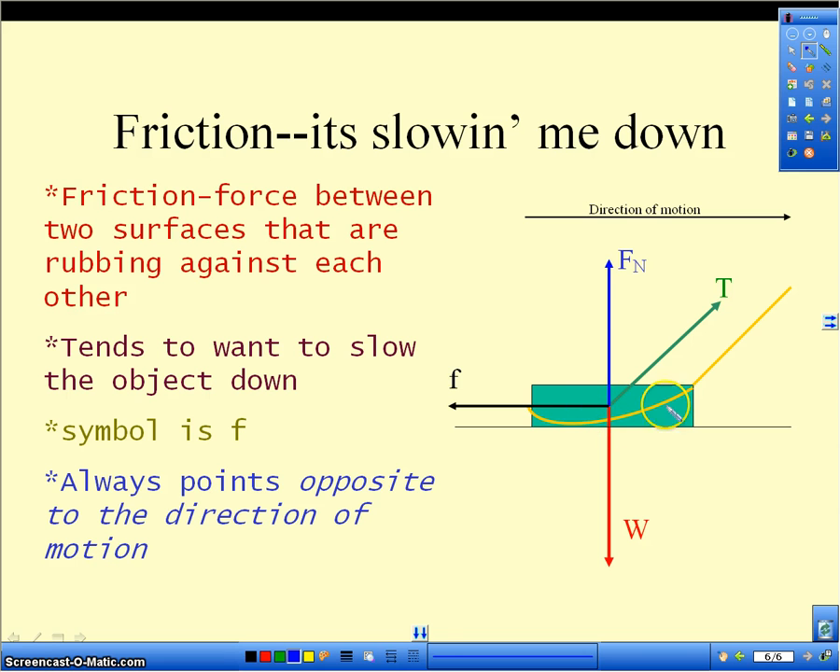So if you're trying to take a rope and pull this object to the right, so I have the direction of motion to the right, then that's going to make this friction be to the left, because it's always opposite the direction the object's moving, because it's always trying to slow the object down, so it wants to pull against the motion of the object. The symbol we use for friction is lowercase f. So lowercase f for friction.